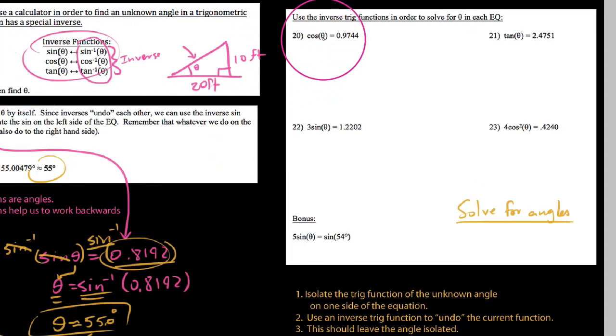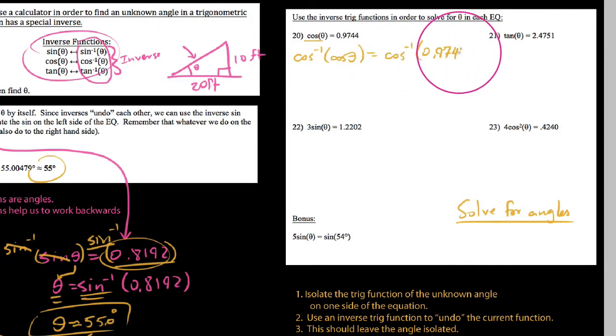It says cosine of some angle I don't know is equal to this answer here. What I want to point out here is, first of all, cosine is by itself on the left side. So now we're going to undo cosine using the inverse trig function to cosine, which is cosine inverse. So we're going to do cosine inverse of the left side of this equation equals cosine inverse of everything on the right.